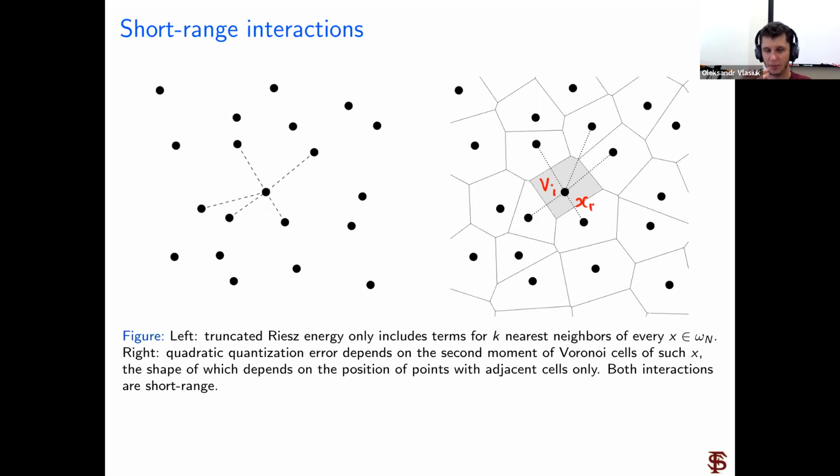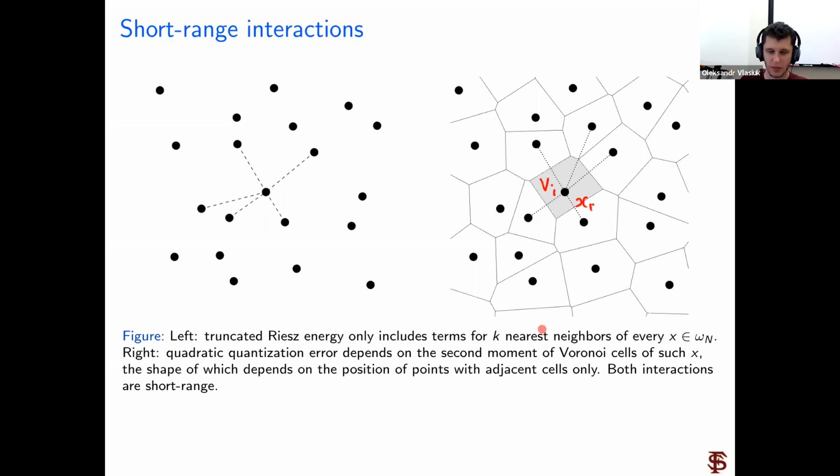Say there is no weight, I'm just trying to approximate the uniform measure. Then I'm just summing up moments of these Voronoi cells. What defines a Voronoi cell is just several points which are close nearby. The sides of the Voronoi cell are perpendicular lines to these segments connecting xi with the nearby points. So you just look at the neighboring Voronoi cells, and that's all that defines the form of the Voronoi cell.